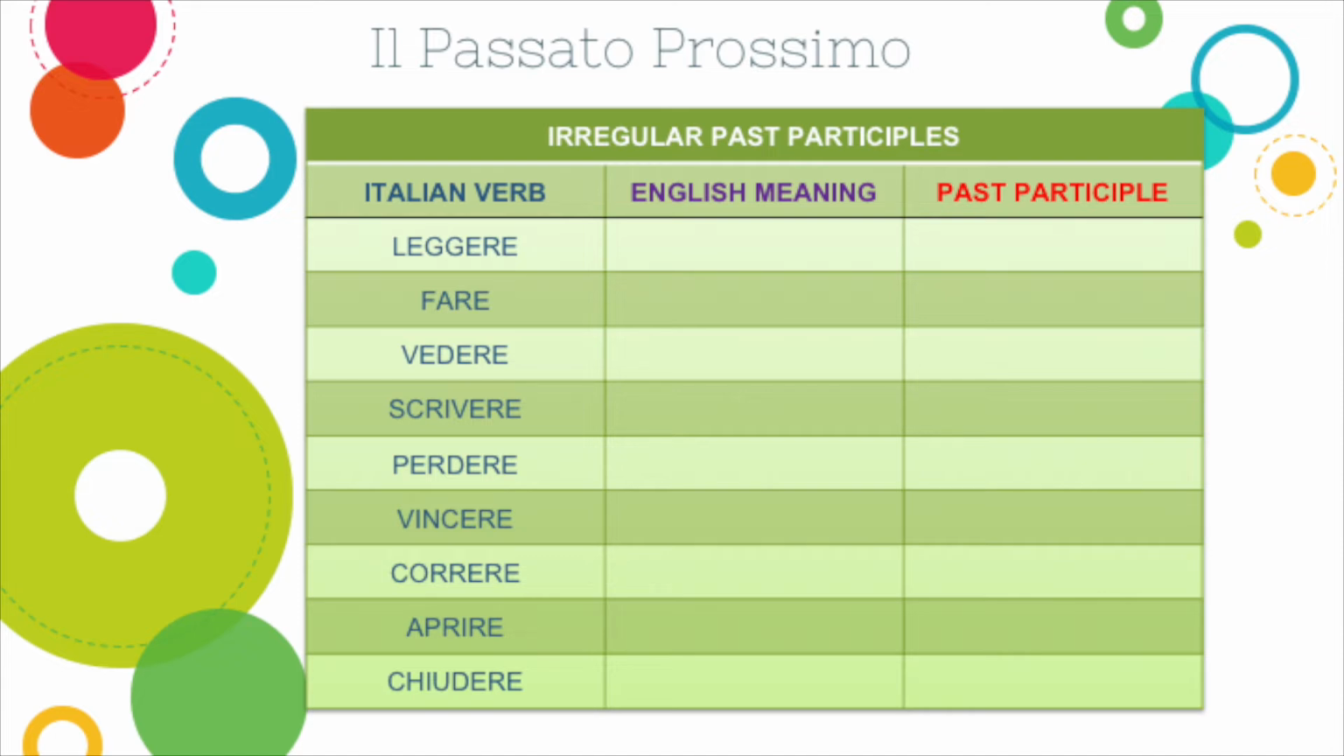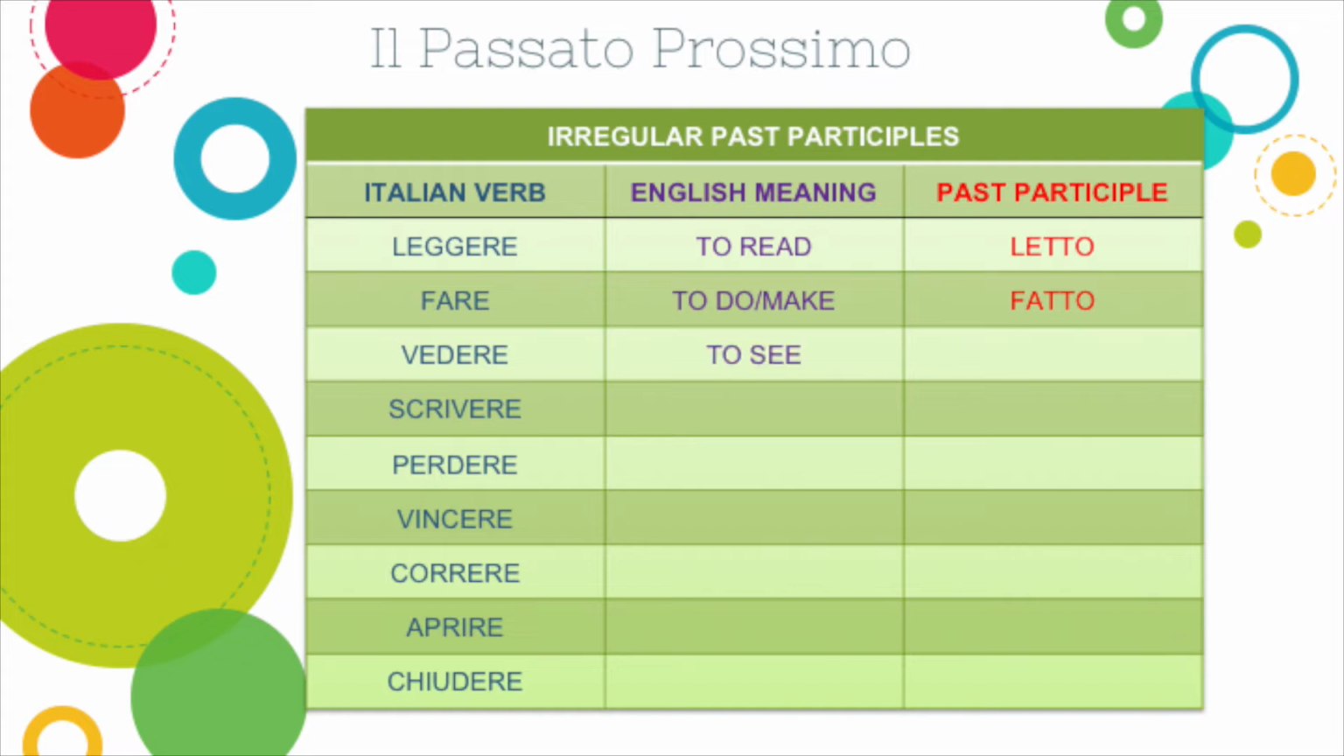So let's take a look and learn them. So we know that leggere means to read, and the past participle is not normal, so it's not just drop the ere and make it uto. Instead it becomes letto, which yes, I know letto means bed, but it also means read. So if I wanted to say I read, I would say io ho letto. Next we have fare, which means to do or to make, and the past participle is fatto.